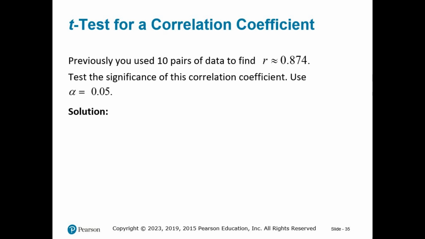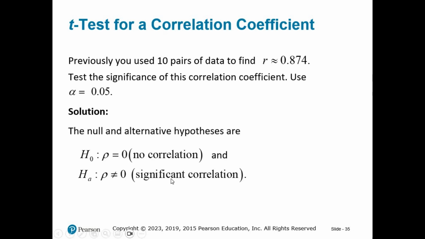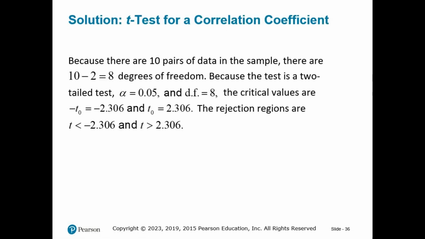So using my table, I find the critical values are negative 2.306 and positive 2.306. The rejection regions are to the left of the negative 2.306 and to the right of positive 2.306. Using the t-test, the standardized test statistic is about 5.087.